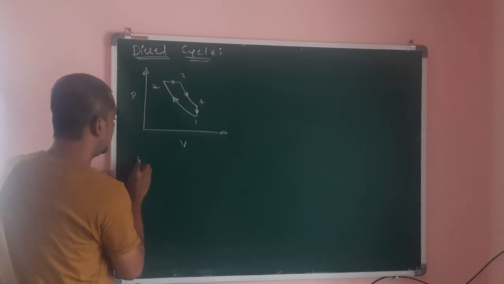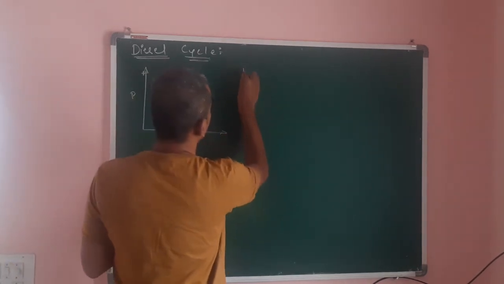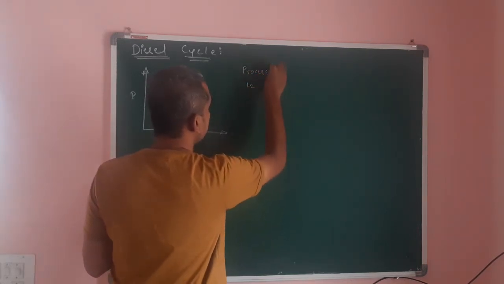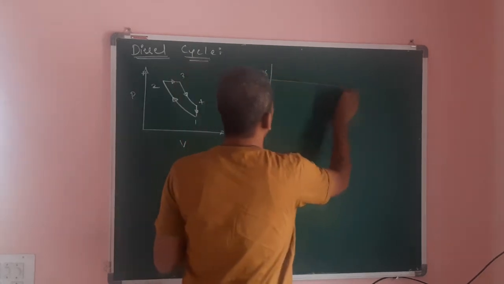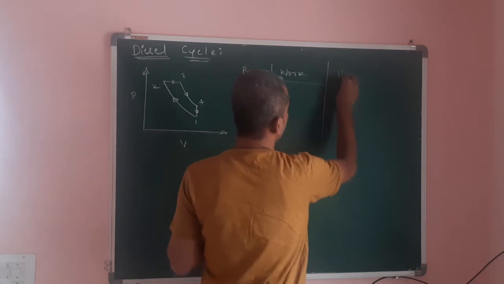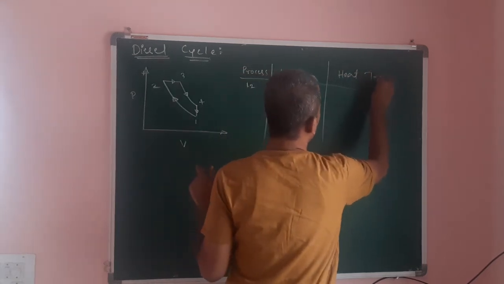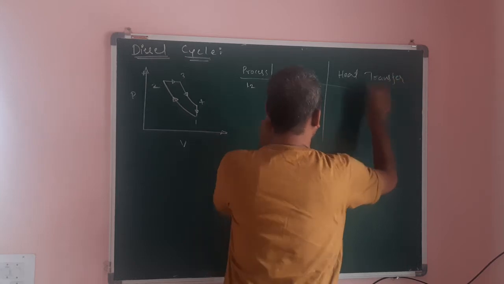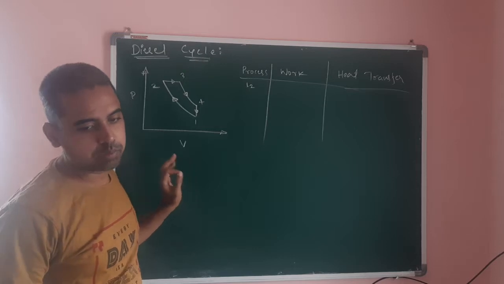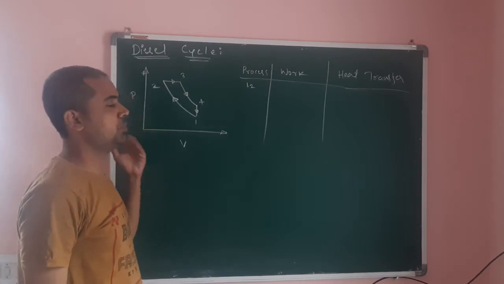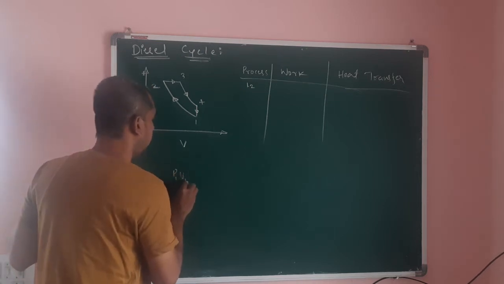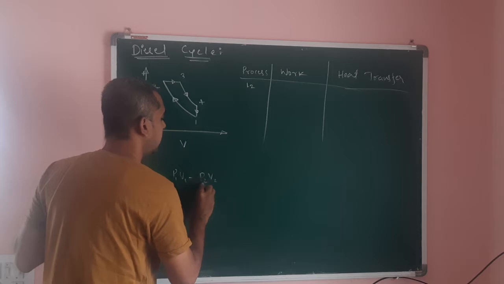Process 1 to 2. Which type of process is 1 to 2? I will discuss what the work done is and what the heat transfer is. These are the two things we will discuss. What is the work done during the process 1 to 2? We can write work done during the process 1 to 2 as (P1V1 minus P2V2) divided by (gamma minus 1).